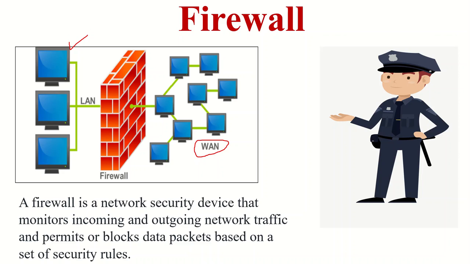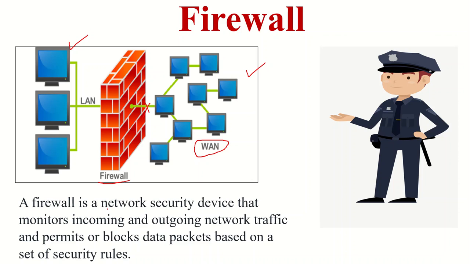Whenever the firewall sees any wrong packet, any wrong information, it simply discards that packet. It does not allow that packet to go inside the LAN. So that is why it has the name firewall. Firewall means a kind of wall that protects our network from the rest of the internet.